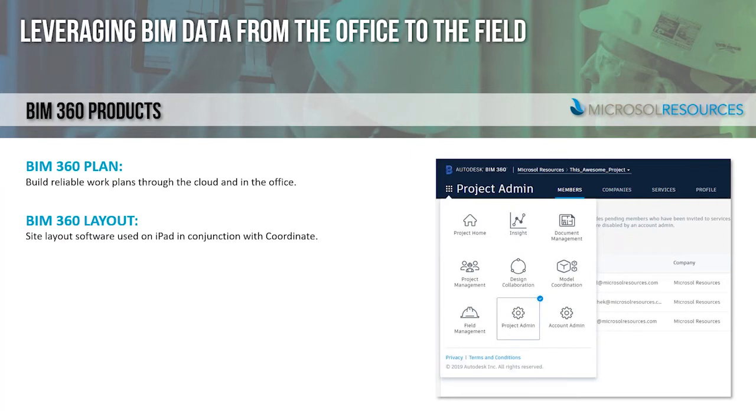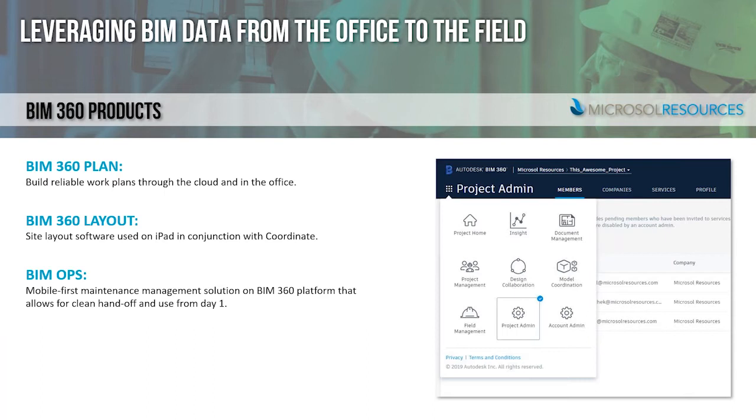BIM 360 Layout is used with mobile devices in the field to assist in laying out points in the field, or the reverse, in terms of sending information back from the field to the model in an office. And finally, BIM 360 Ops assists in creating a simple and clean handoff to the building operation teams by providing the as-built model and all information collected in BIM 360 for use in building maintenance.